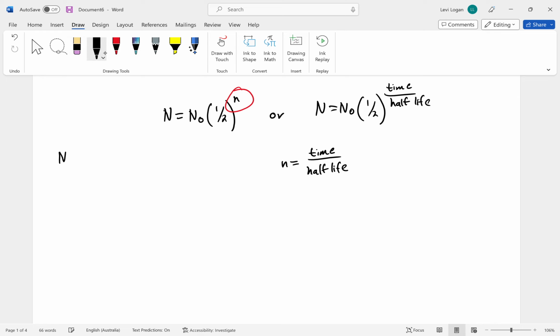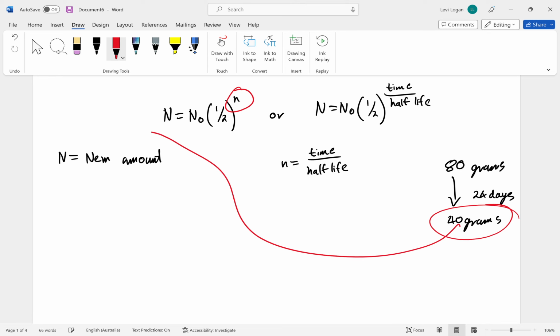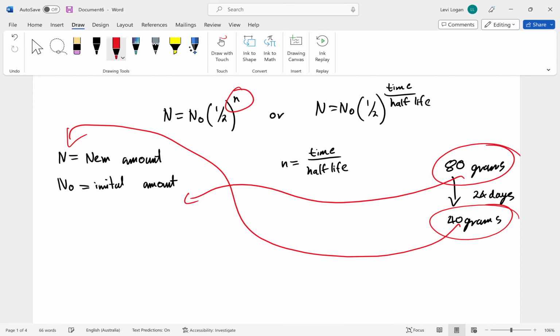So N is basically the new amount. You know how before I was saying we had 80 grams, and then after 24 days, we had 40 grams? In this case, this 40 grams is the new amount. N0 is the initial amount, so N0 in this scenario would be the 80 grams. And the half-life, we denote it as T of a half, is 24 days.